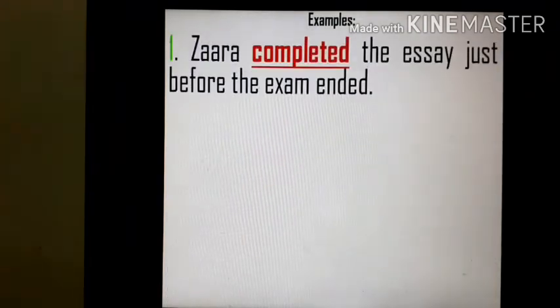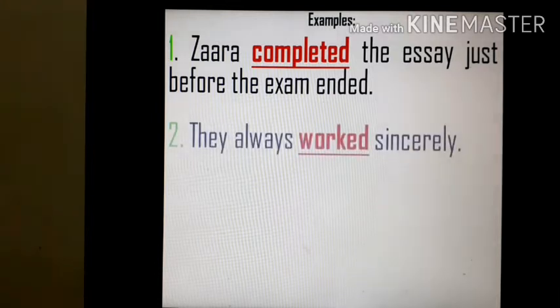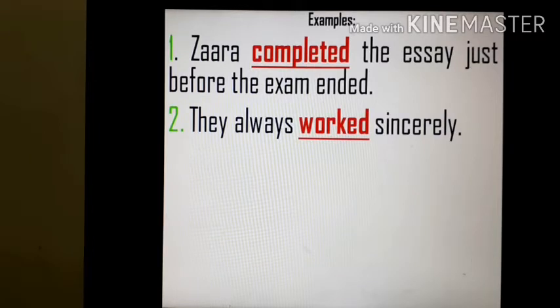Here go the examples. Zaara completed the essay just before the exam ended. The verb in the first sentence is complete, and we made the past tense by adding ed to it. We do this with most of the verbs, as you can see in sentence number 2. They always worked sincerely. Here, work is changed into worked by adding ed.